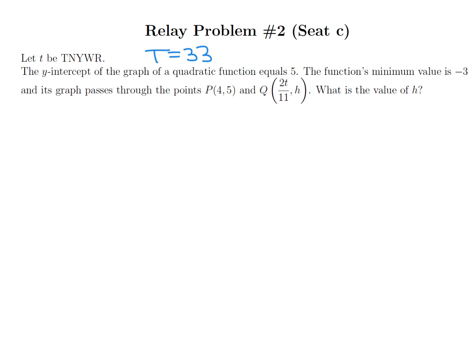Let the y-intercept of the graph of the quadratic function equal 5. The function's minimum value is -3, and its graph passes through the points (4, 5) and (2t/11, h). What is the value of h? Okay, so we have a minimum. I have no idea what this graph looks like, but let's just say it looks like this, right? So this is the minimum right here. So this is -3, and its intercept is 5. Okay, not drawn to scale, but that's okay.